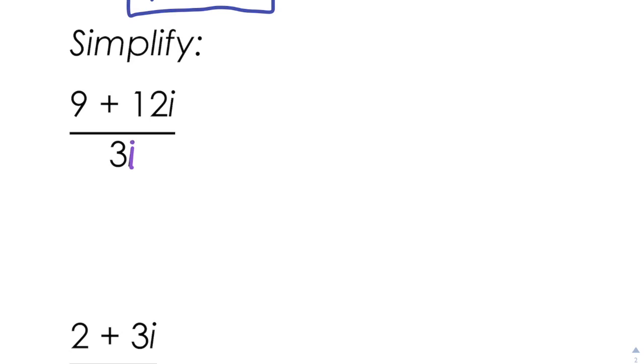Okay, before I do that, if you take a look, notice we have 9, 12, and 3. I can reduce all of those numbers because 3 goes into 9 and 3 goes into 12. So 9 divided by 3 is 3. 12 divided by 3 is 4. So I have 3 plus 4i all divided by i.